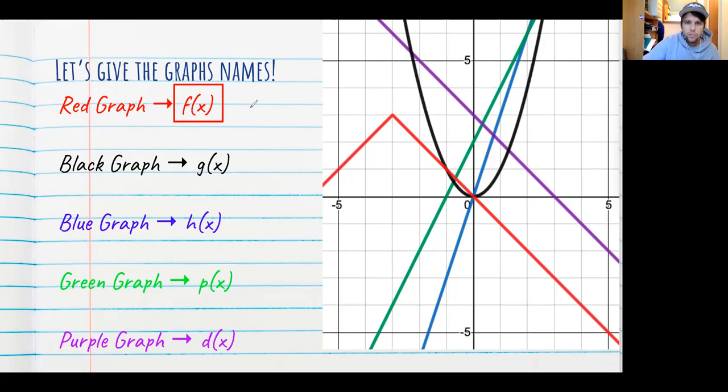These first three, F, G, and H, those are really common letters that are used with functions. Otherwise, we can kind of use anything. But F, G, and H are going to be the most common ones you'll see.